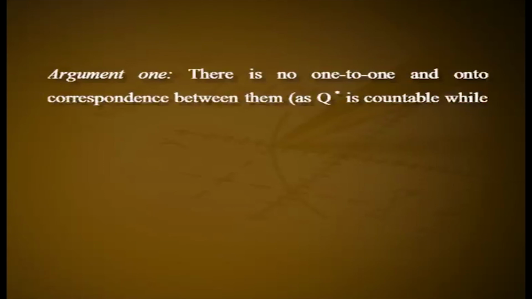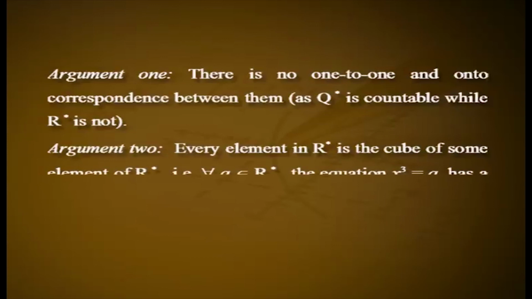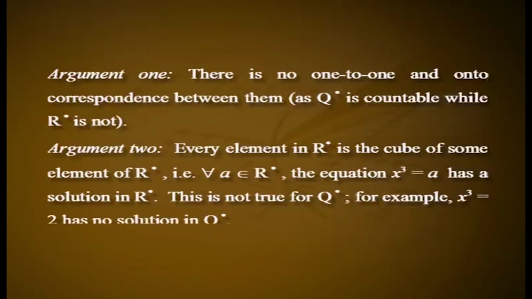Example 18. The group Q star of non-zero elements of Q under multiplication is not isomorphic to the group R star of non-zero elements of R under multiplication. Argument 1. There is no one-to-one and onto correspondence between them, as Q star is countable while R star is not. Argument 2. Every element in R star is the cube of some element of R star. That is, for every a in R star, the equation x cube equals a has a solution in R star. This is not true for Q star. For example, x cube equals 2 has no solution in Q star.